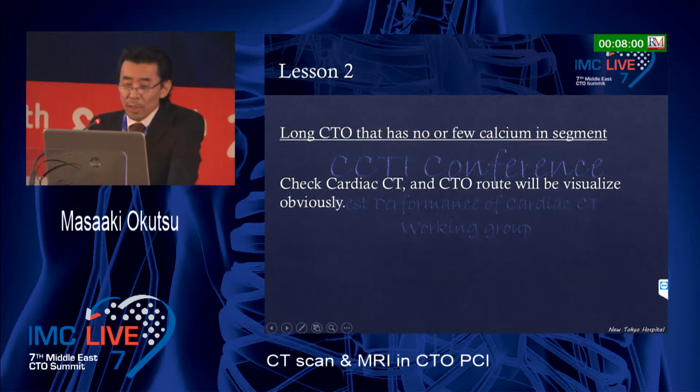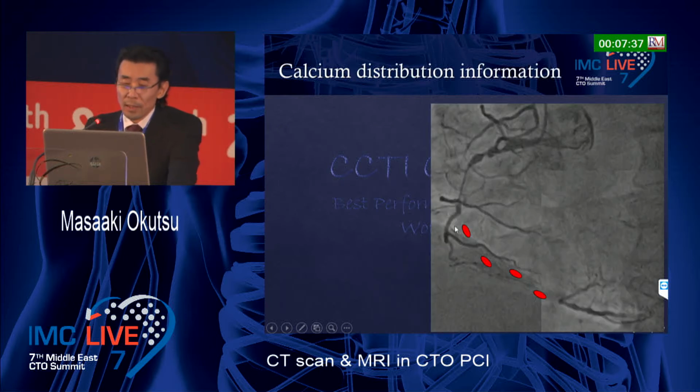So lesson 2 is a long CTO, and of course if the CTO lesion has severe calcification, you can find out the CTO segment route. However, with no calcium or little calcium, it is very difficult to check the CTO occluded route. So checking the CT, it is very easy to visualize. The final topic is the calcium distribution.